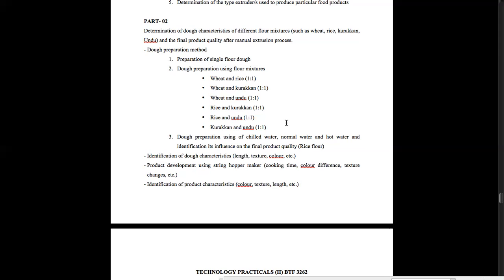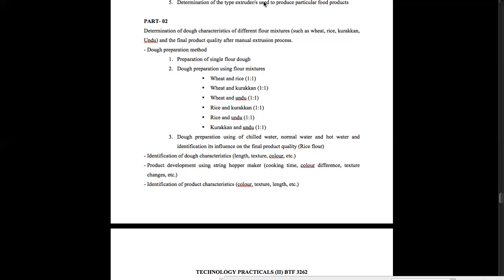And the third step, as we discussed, we use water here, and now we are going to change the type of water, maybe chilled water, normal water, and hot water. Then we can identify the differences, right? We are going to use the same raw materials but different temperatures of water. There are some differences, so you had better identify and observe those differences and changes.